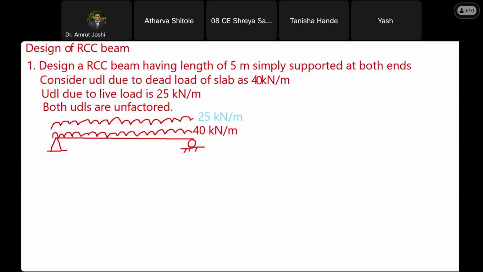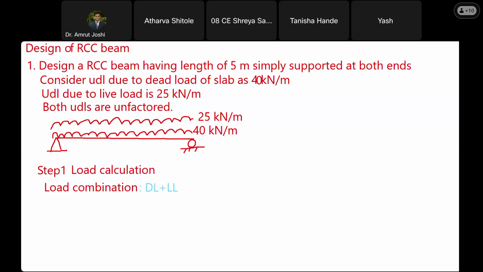So now, in such kind of problems, the first step that we do is, I will write step one. Step one is load calculation. We already have the load given. Load due to dead load is 40 kilonewton per meter, and load due to live load is 25 kilonewton per meter. That is already given, so we don't need to calculate it, but we need to do the calculation for load combination. So what is the load combination that we are going to consider? It is dead load plus live load. Are you with me? Yes, sir.